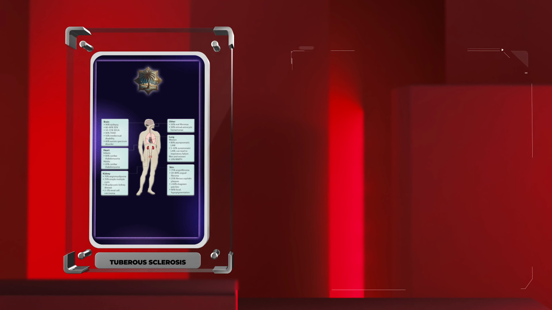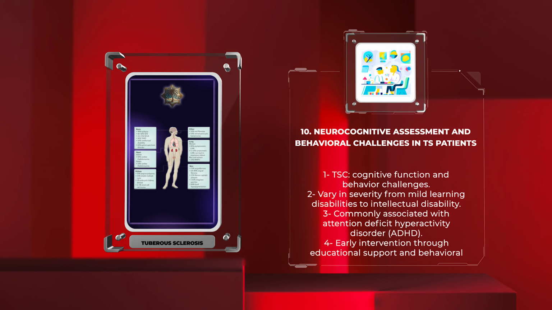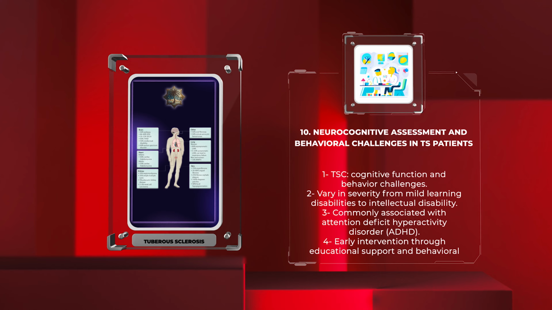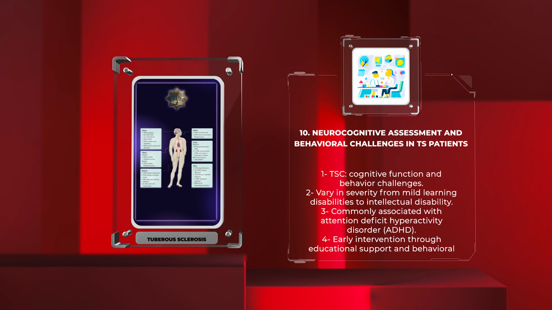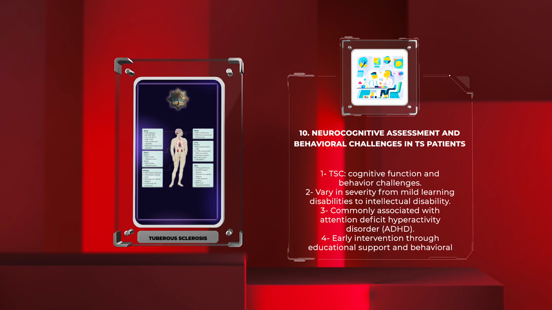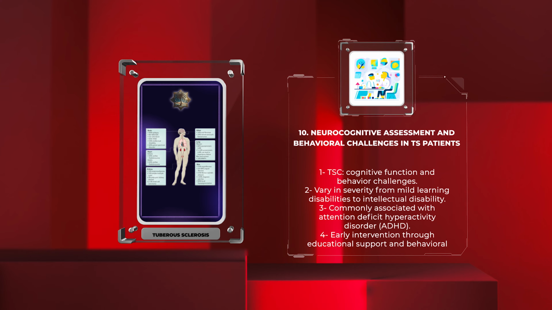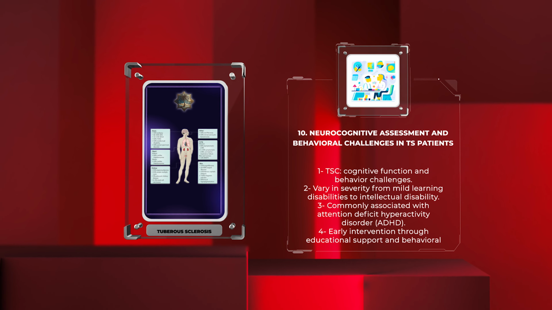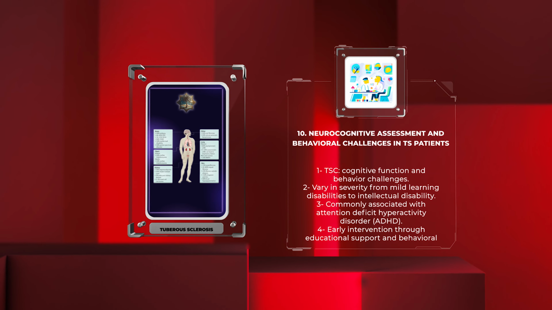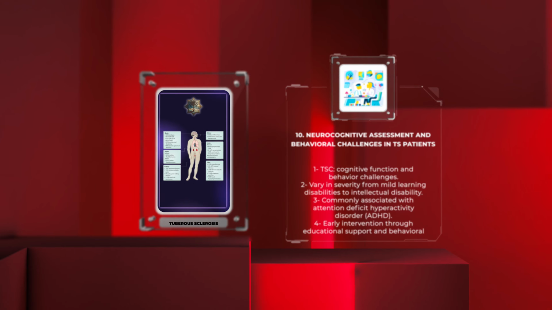In tuberous sclerosis complex, TSC, a genetic disorder affecting the brain, individuals often face difficulties in cognitive function and behavior. These challenges can vary in severity, from mild learning disabilities to intellectual disability. Additionally, many individuals with TSC also experience attention deficit hyperactivity disorder, ADHD, alongside their cognitive impairments. However, early intervention through educational support and behavioral therapies has proven effective in improving outcomes and enhancing the quality of life for individuals with TSC.